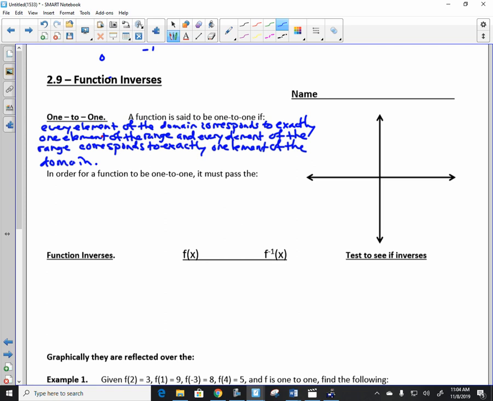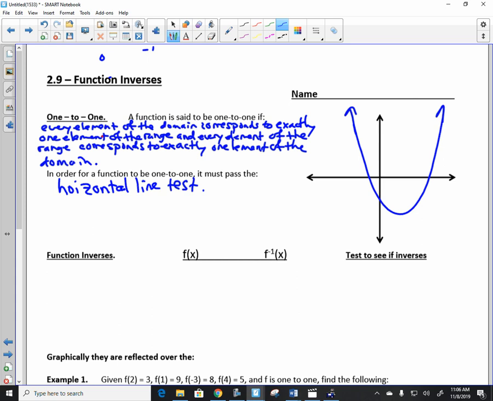Okay? So here's your example. In order for a function to be one-to-one, it must pass the horizontal line test. So please listen carefully as I ask this question. I have a graph of a parabola. Is it a function? Yes. Why is it a function? That's the vertical line test.